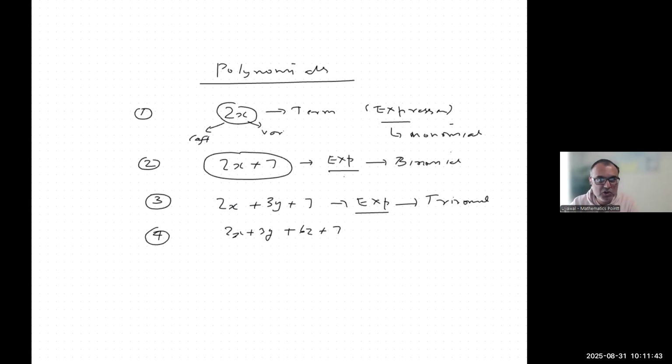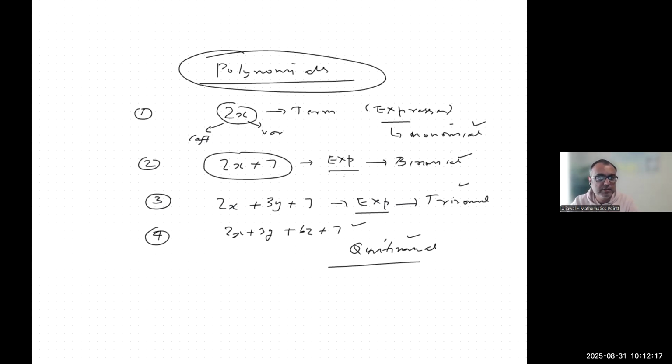What about 5 terms? Now, it is not pentanomial. It is called quintinomial. Google it, you'll come to know. So, first is monomial, second is binomial, third is trinomial, fourth is quadrinomial, fifth is quintinomial, and we can go on and on and on. So rather than remembering all these, I just remember one term, and I call it polynomial.